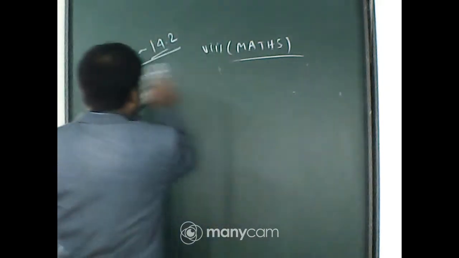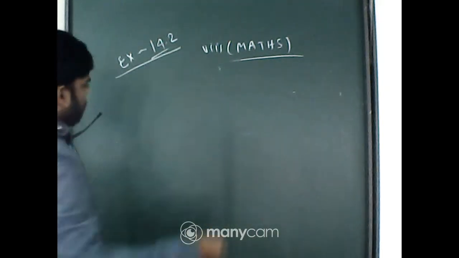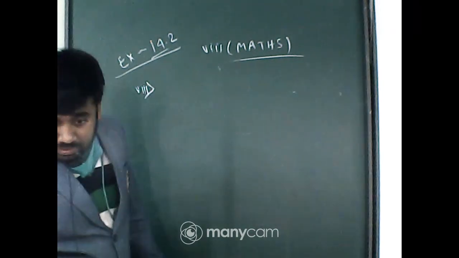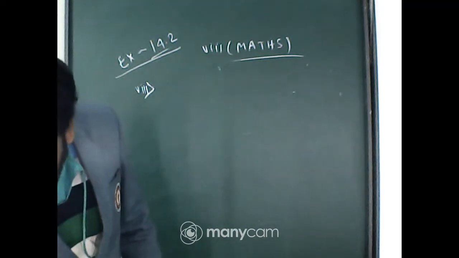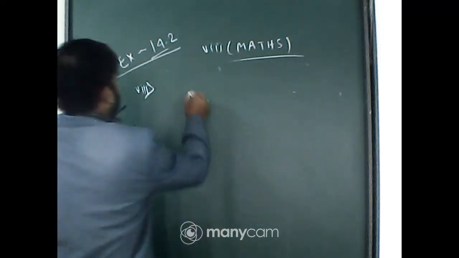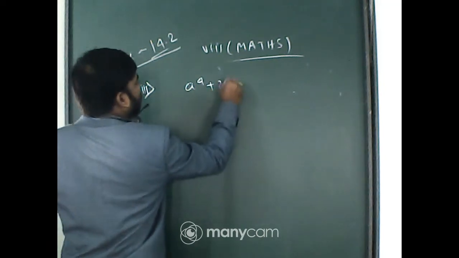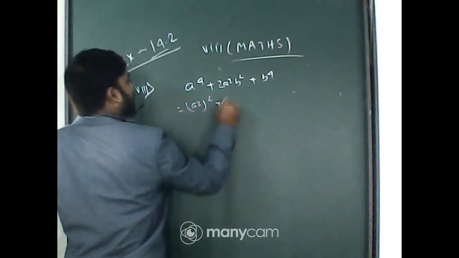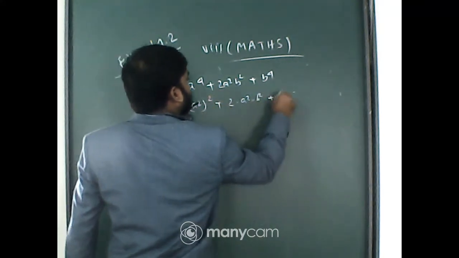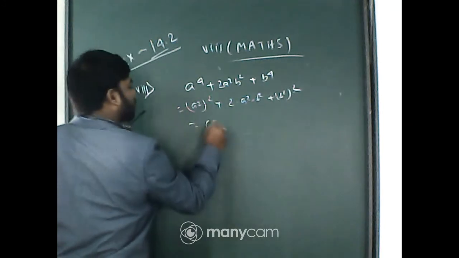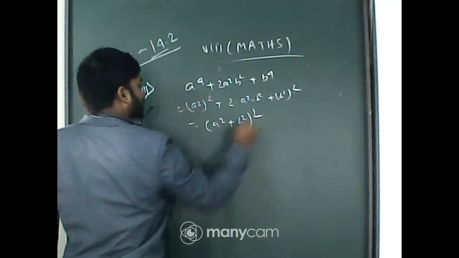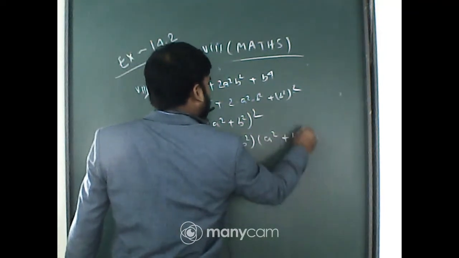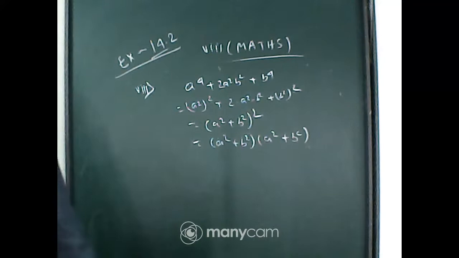And the last one, number 8: a4 plus 2a square b square plus b4. So it is a square whole square plus 2 into a square into b square plus b square whole square. So it is a square plus b square whole square, that is a square plus b square into a square plus b square. Okay, this form. Students, I hope it is clear to all of you.